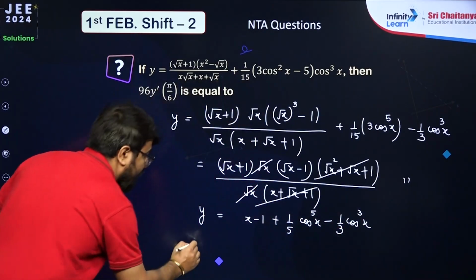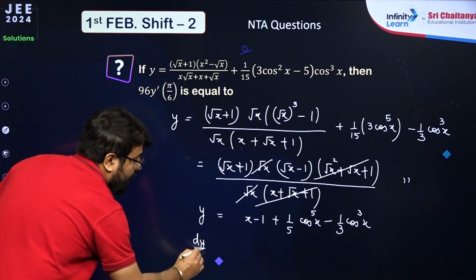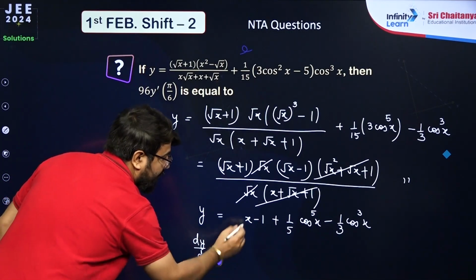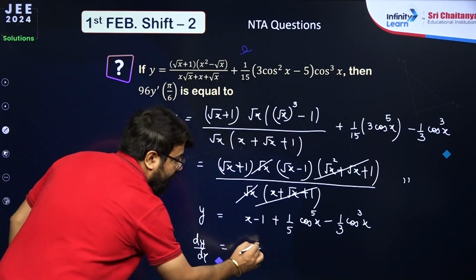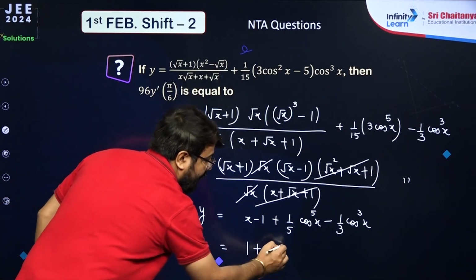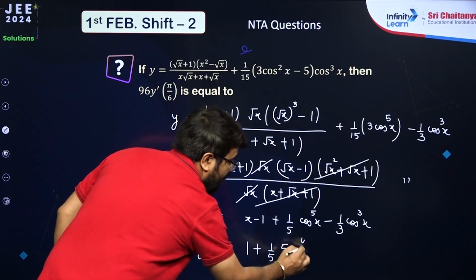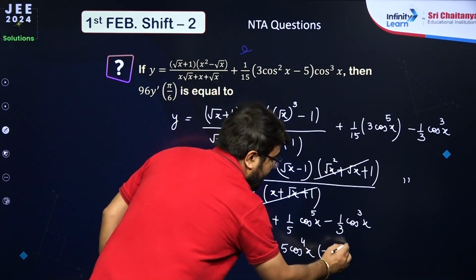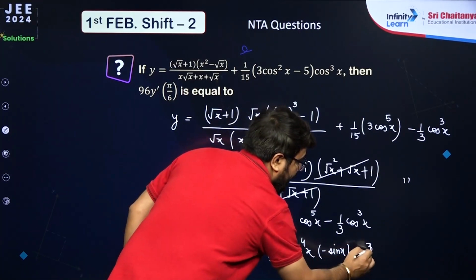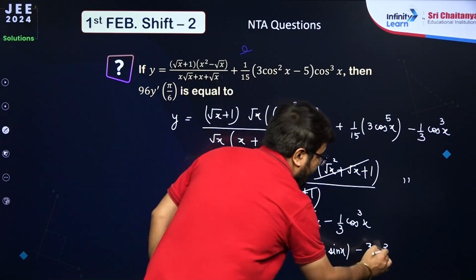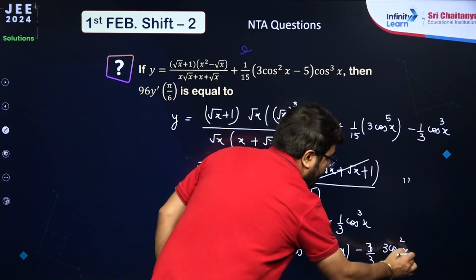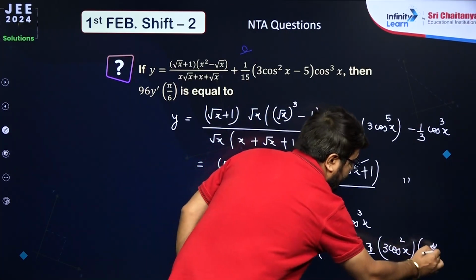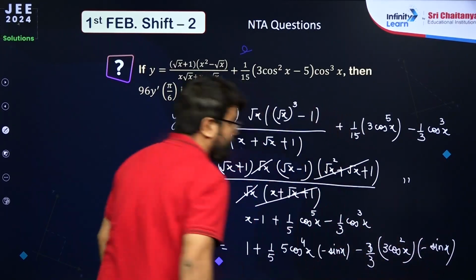Now they want us to differentiate this function. So the differentiation of x will be 1. Then here I am writing 1 by 5 times 5 cos x raised to the power 4. Differentiation of cos x is minus sin x. Minus 1 by 3, differentiation of cos cube will be 3 cos square and then negative sin x. I hope you understood this.